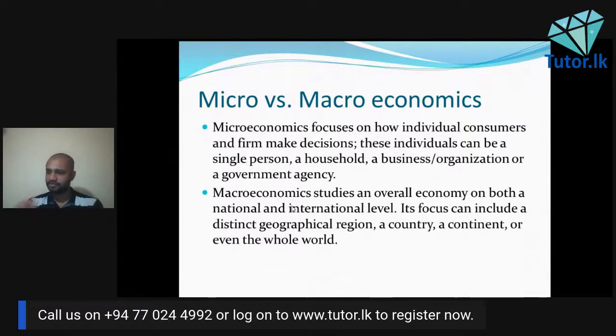In microeconomics, we are focusing on a single basis. It can be a single firm, a single individual, a single business, a single household, but macroeconomics focuses on the overall economy. It takes a country as a whole. Right.